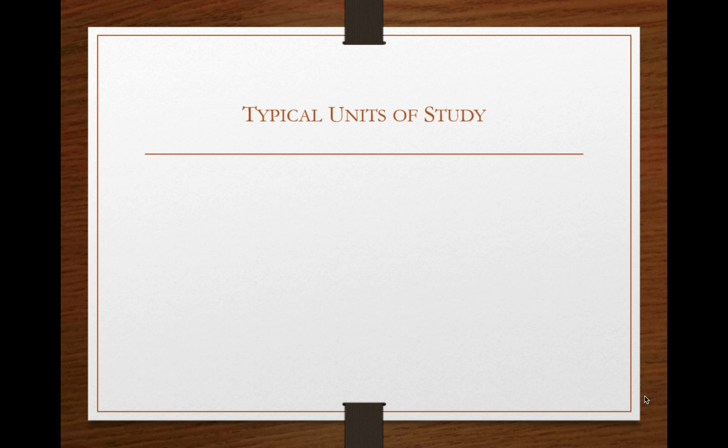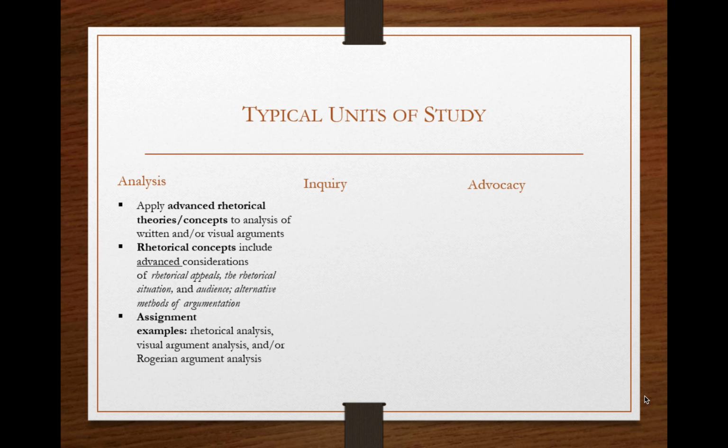Most CO 300 classes are divided into 3 primary units of study: analysis, inquiry, and advocacy. The analysis unit focuses on understanding and applying advanced rhetorical theories and concepts to the analysis of written and/or visual arguments. The rhetorical concepts covered include a deeper consideration of rhetorical appeals, a theoretical debate about rhetorical situation and its elements, a more advanced consideration of audience, and/or alternative methods of argumentation. Assignments in this unit often include a rhetorical analysis, a visual argument analysis, and/or a Rogerian argument analysis.